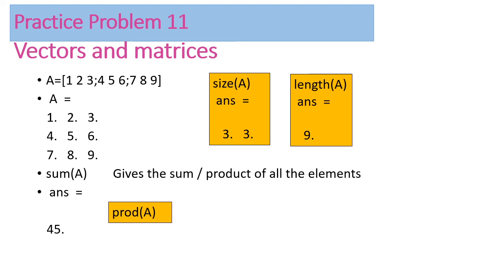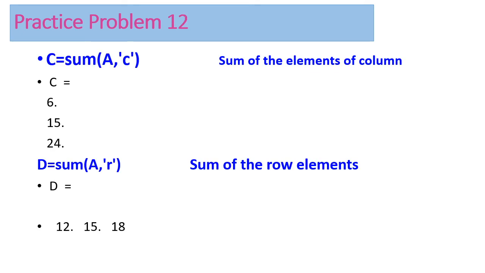So here I just brought a matrix A. A is equal to 1 space 2 space 3, that is your first row, and the semicolon signifies you are moving to the second row. So 4, 5, 6 is the second row and 7, 8, 9 is the third row. So the rows and columns of the matrix are given here. Sum of A will give you the sum of all the elements. Product of A will return the product of all the elements.